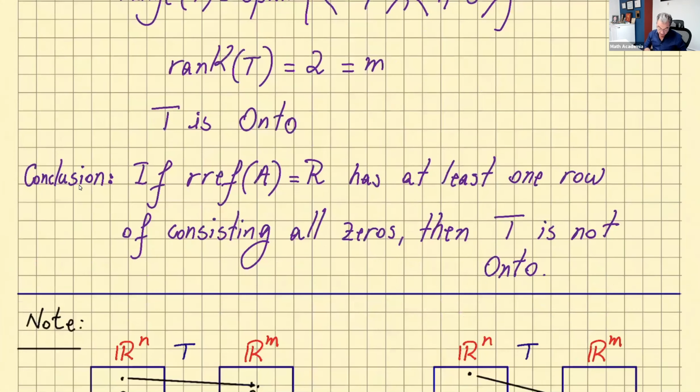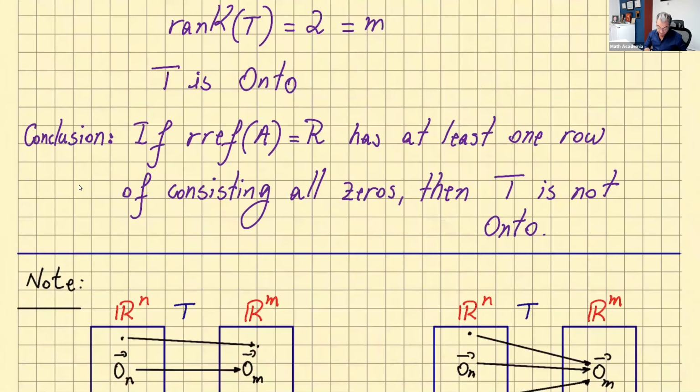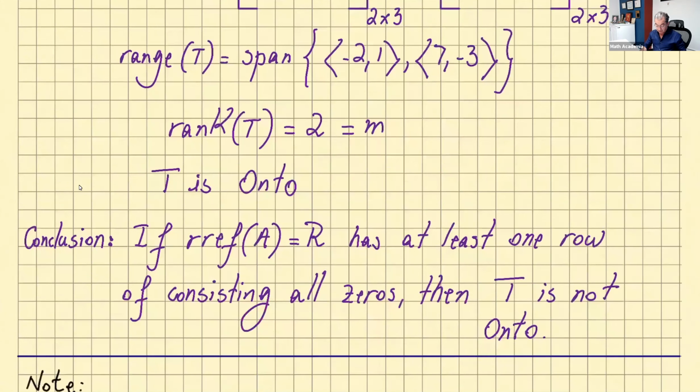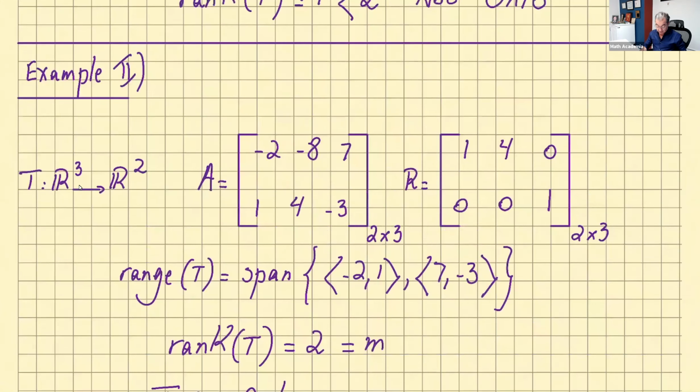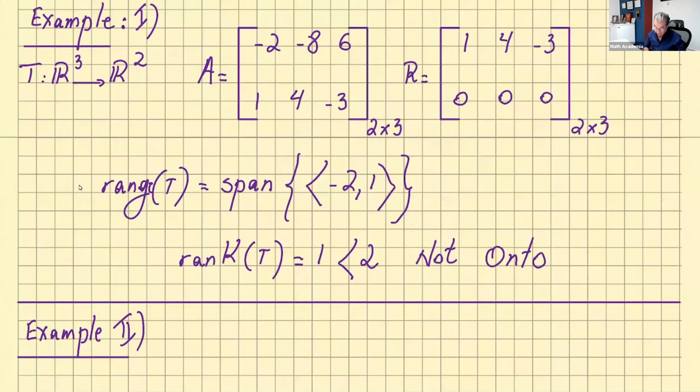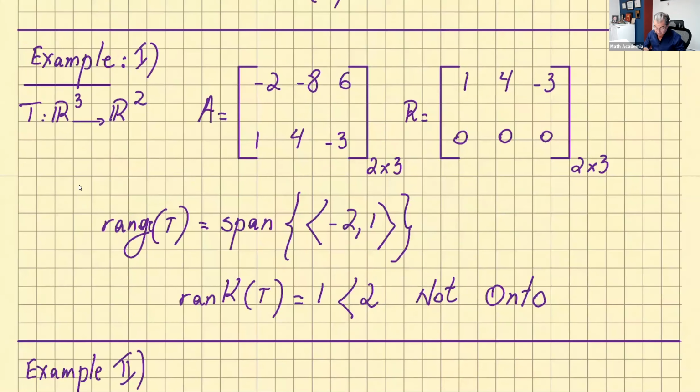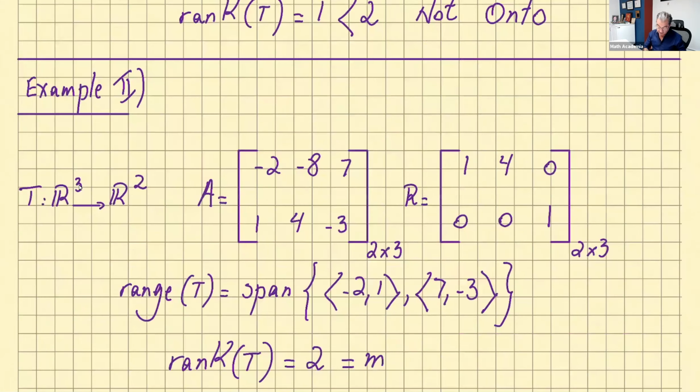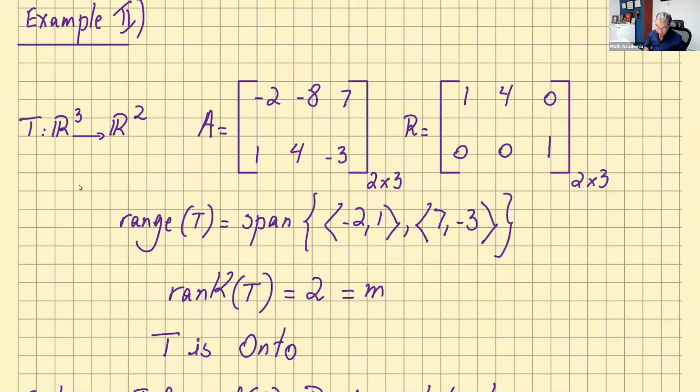Conclusion or the shortcut: if the RREF of A has at least one row consisting of all zeros, then T is not onto. So just look at the RREF. If the RREF has a row of zeros, as this one does, it's not onto, and this one doesn't have one, so therefore it's onto.